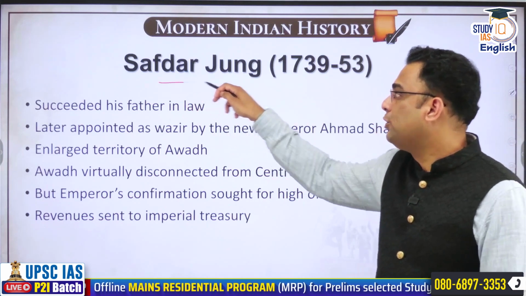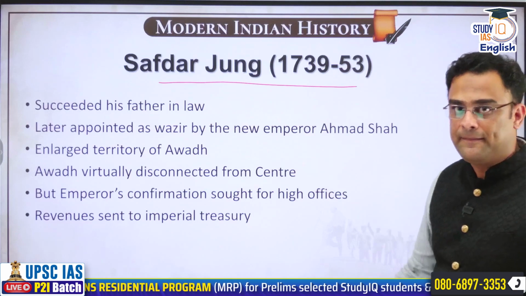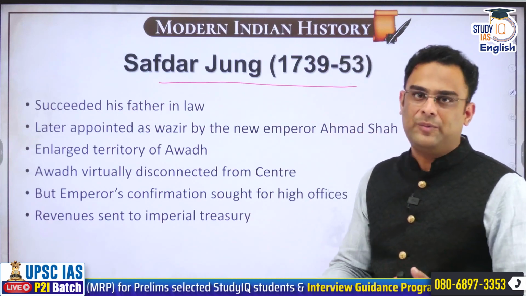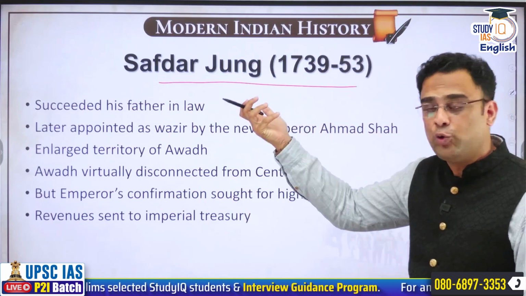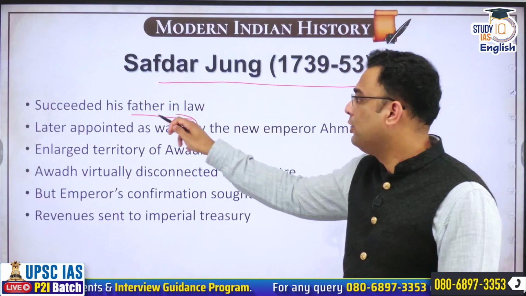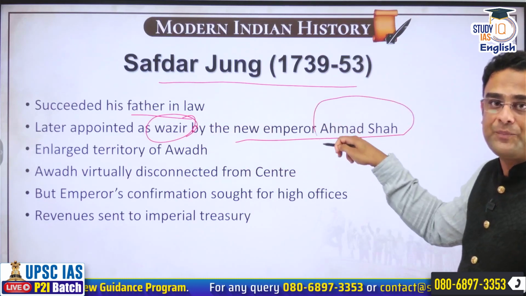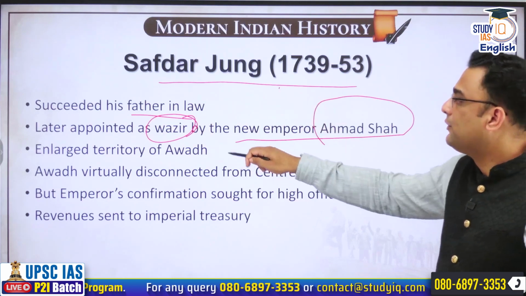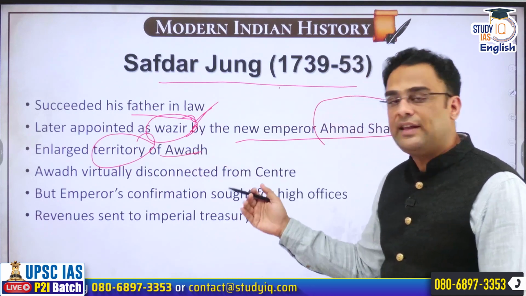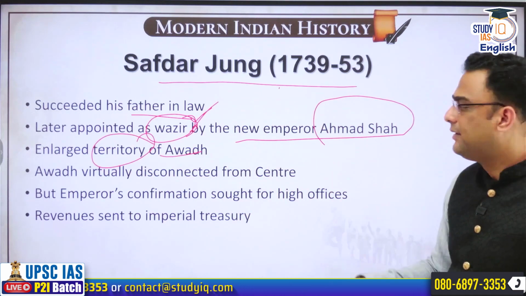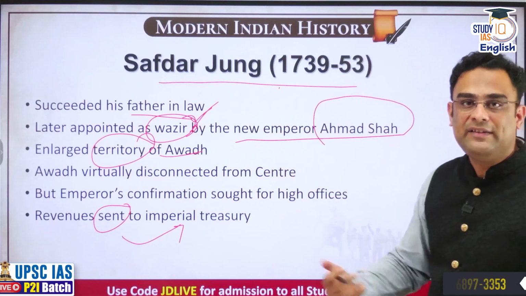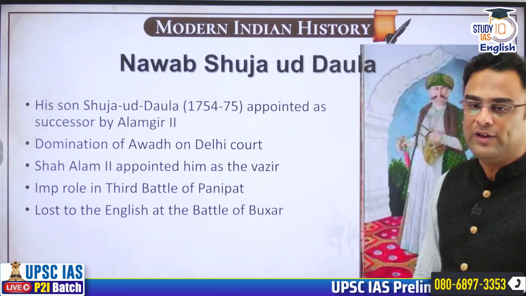After him, his able son-in-law, Safdar Jung, comes to power. The same Safdar Jung after whom the hospital in Delhi is named. You might have heard about this hospital, Safdar Jung Hospital or Safdar Jung Road. He's the same fellow, son-in-law of Sadat Khan. He was appointed also as Wazir by the new Emperor Ahmad Shah. So not only as Nawab of Awadh, but he was also appointed as the Grand Wazir of the Mughals. He enlarged the territory of Awadh, and during his times, we see that Awadh virtually becomes independent. But revenue was constantly sent to the imperial treasury. So the Mughals were also happy that at least the money is flowing. Revenue is always very crucial, guys.